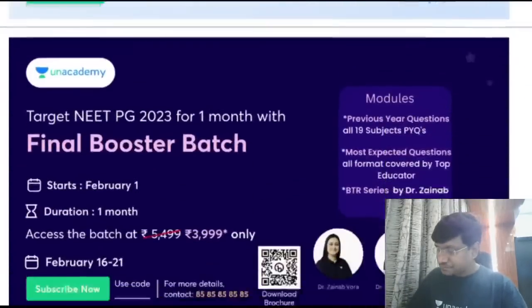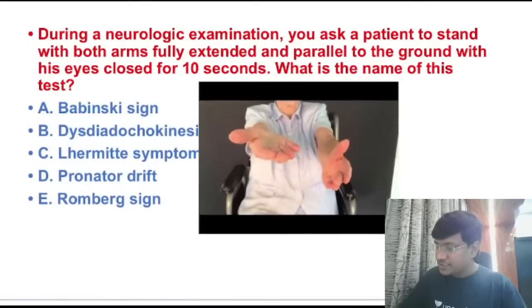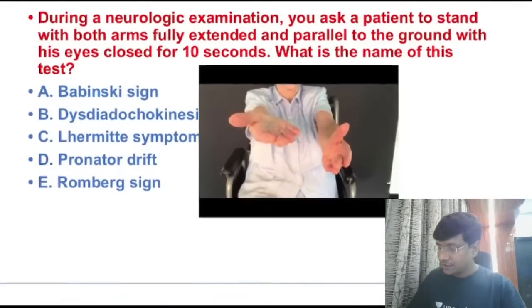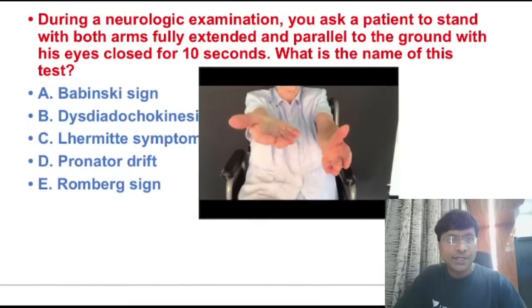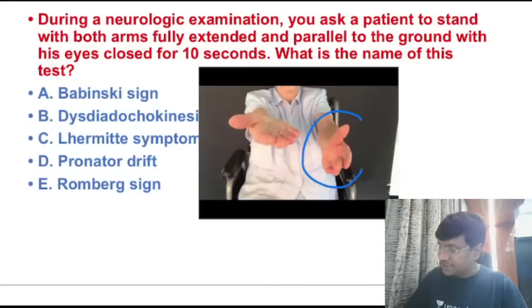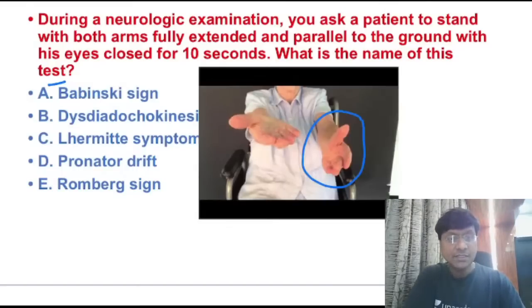Now let us move on to the discussion of the images for which we are here right now. The first question: during a neurological examination, you ask a patient to stand with both arms fully extended, parallel to the ground, with eyes closed for 10 seconds. After a while, the hand of this individual has turned. What is the name of this test? Babinski sign, dysdiadochokinesia, Lhermitte sign, pronator drift, or Romberg sign?